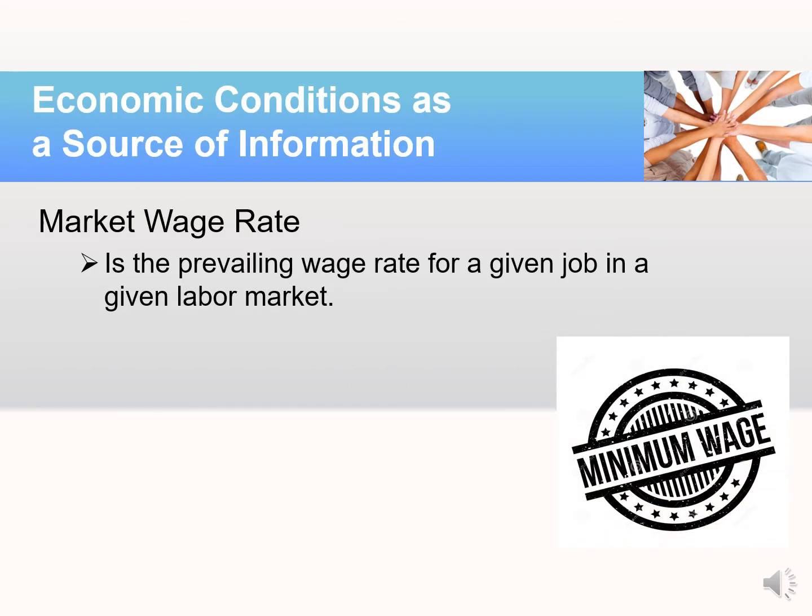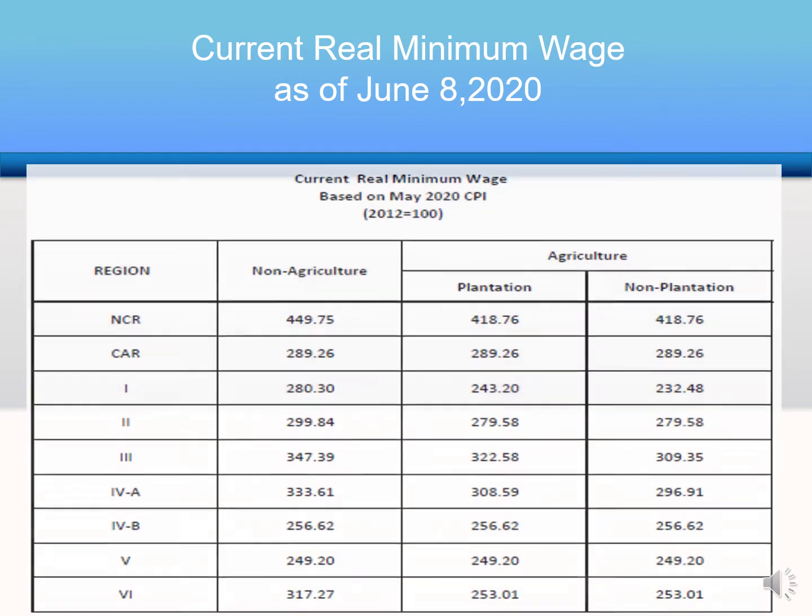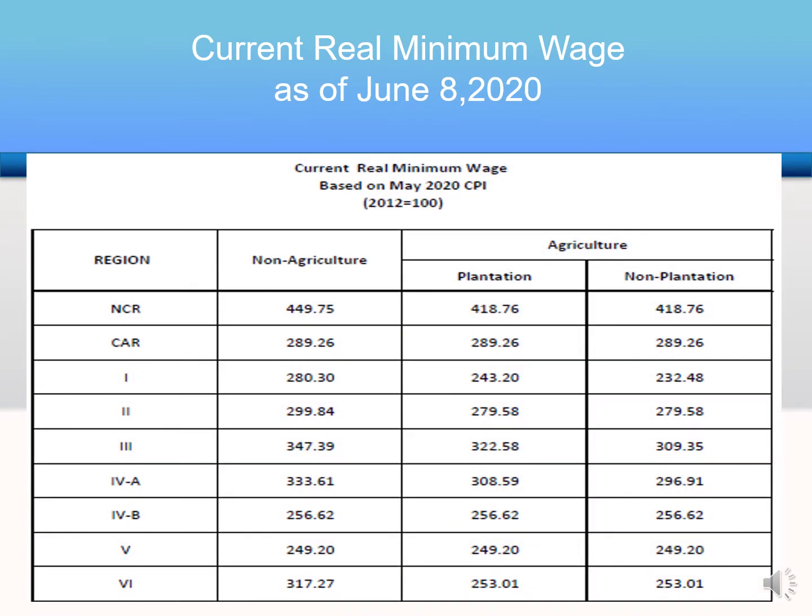The second economic condition is market wage rate. It is the prevailing wage rate for a given job in a given labor market. We have here the table for the current minimum wage per region as of June 8, 2020 as provided by the Department of Labor and Employment. We can conclude that the amounts of minimum wage are substantially lower compared to that of the pre-COVID minimum wage.